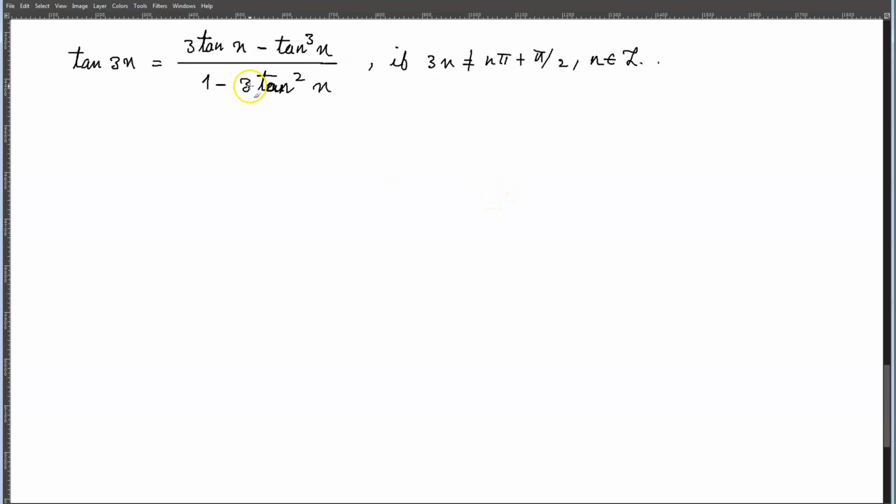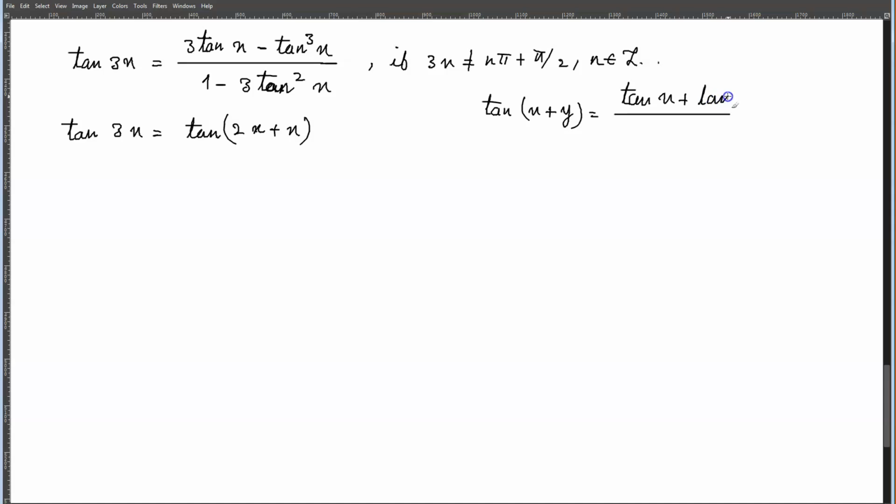Now in order to prove this, you can say tan of 3x is equal to tan of 2x plus x. Okay, so now we know that tan of x plus y is equal to tan x plus tan y, over 1 minus tan x tan y, right?